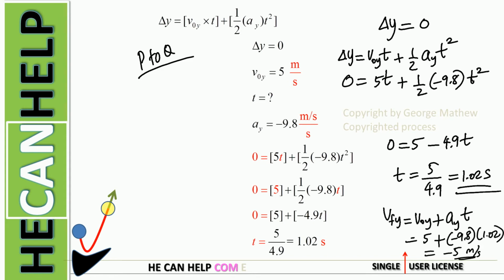It makes sense. At point P, the vertical component is pointing up. At the same height, at point Q, the vertical component is pointing down. They're equal in magnitude but opposite in direction. Please don't forget, they have to be at the same vertical height.